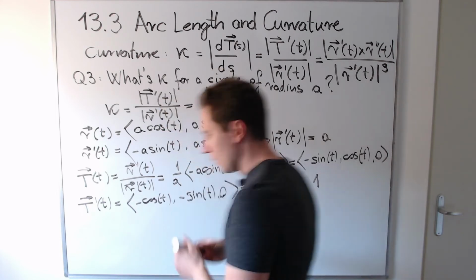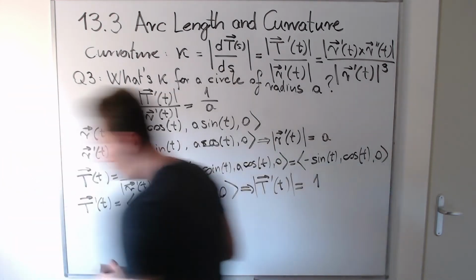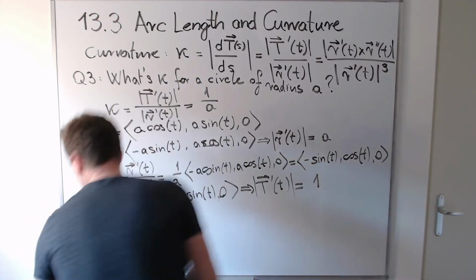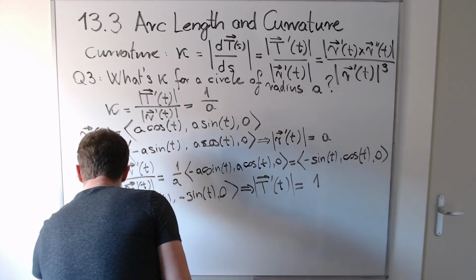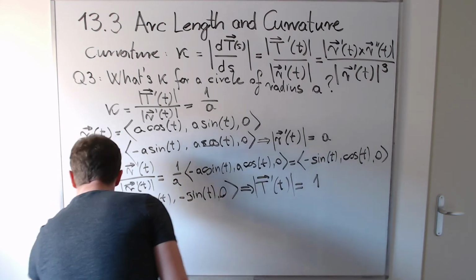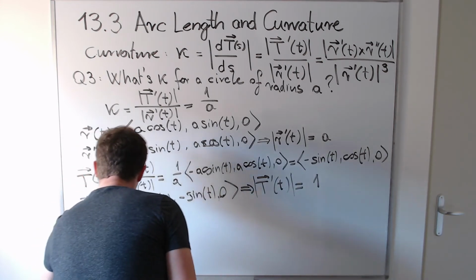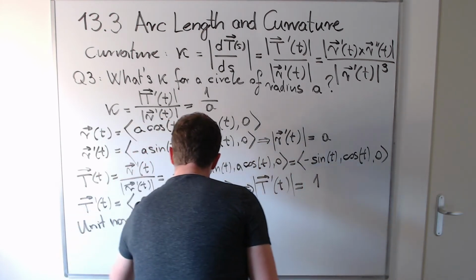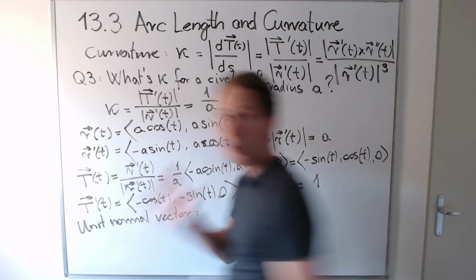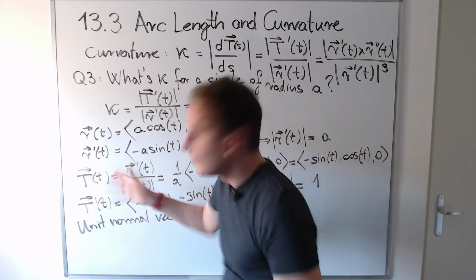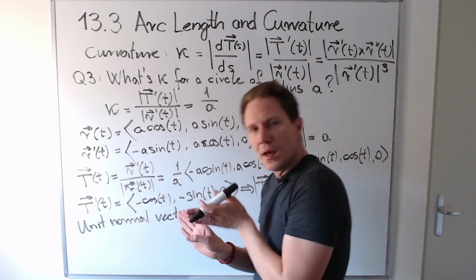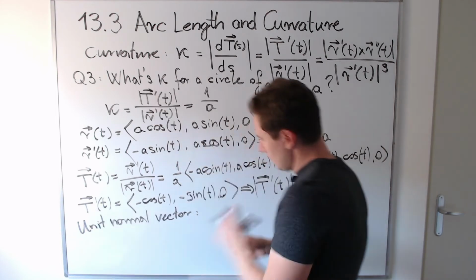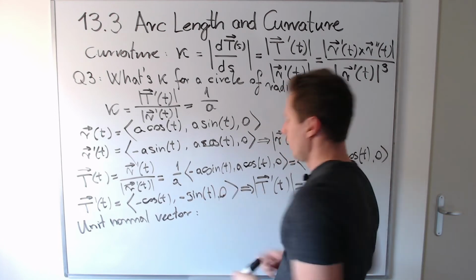So these are computed from r(t), of course. So the unit normal vector is going to be perpendicular to the unit tangent vector. It's going to be orthogonal to it. That's why it's called a normal vector. It's perpendicular to the curve, so to speak.